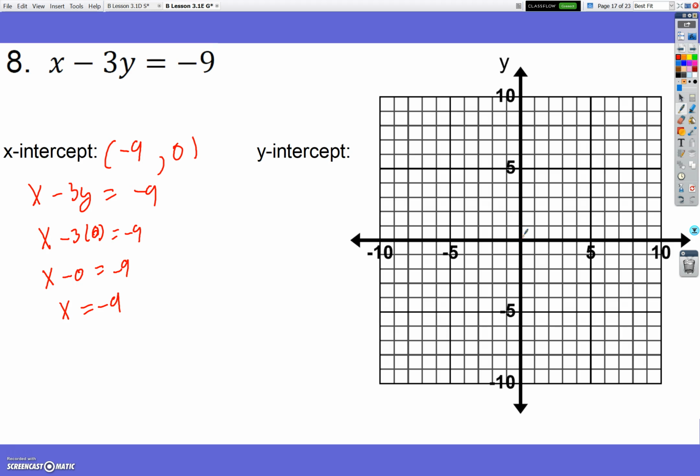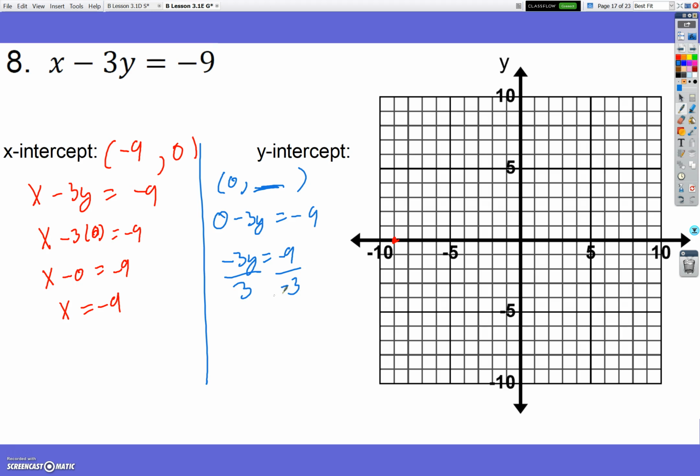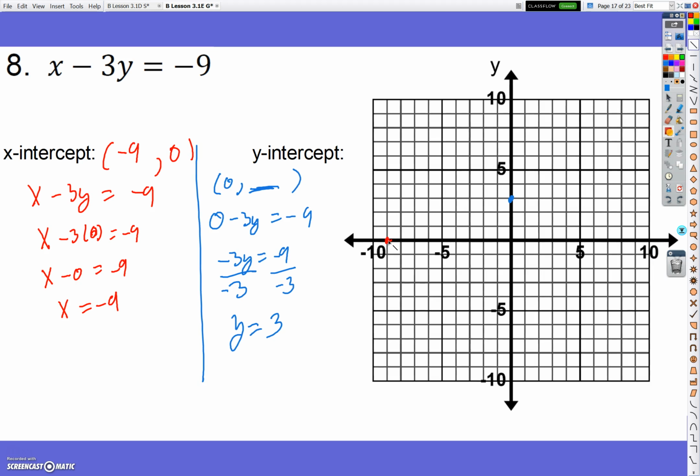So if this is 0, 0, my x tells me when I go left and right. So I'm going to go left to negative 9 and plot a point. So now what we're going to do is find our y-intercept. Remember, the y-intercept is when x is 0, whatever that y value is. So let's go ahead and look at this. This will be 0 minus 3y is equal to negative 9. That is just negative 3y is equal to negative 9, which means when I divide both sides by negative 3, that will give me y is equal to positive 3. So I'm just going to go up 1, 2, 3, and plot a point. Now that I have my 2 points, I can go ahead and connect my lines, and then we're done. That's how you graph using standard form.